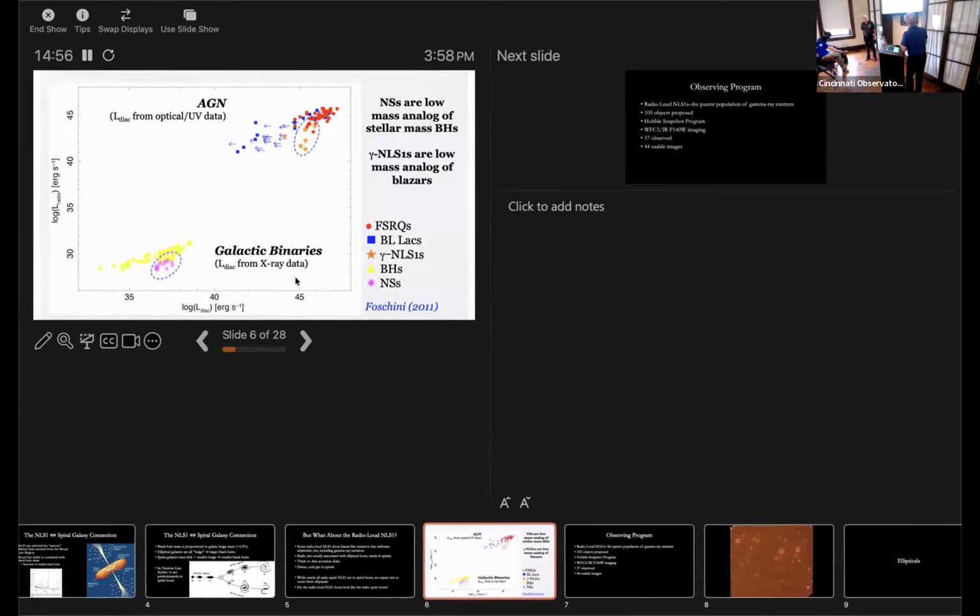Right, and this is actually from Luigi's paper, where he was pointing out that these gamma ray emitting narrow line Seyfert 1s seem to make a counterpart to the neutron star emission there. So this whole dynamics of jet production at large scales and then down at small scales, these may be kind of the missing link to that.